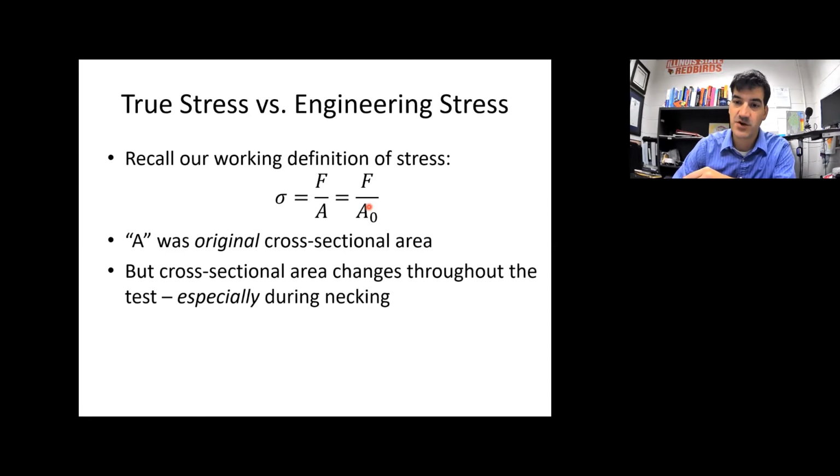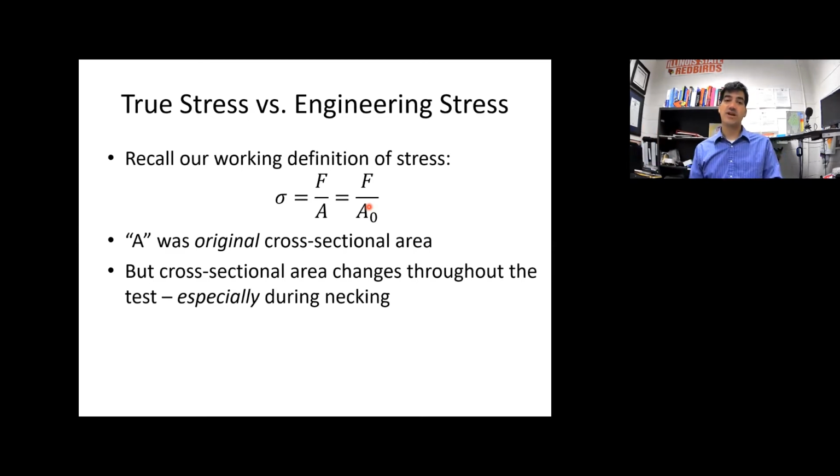I want you to at least know what it is, and it's called true stress. So the true stress is equal to the force applied at that time divided by the cross-sectional area at that time. All right, so the cross-sectional area is constantly changing. I mean, it doesn't change a whole lot in the elastic region, not a whole lot. But once you get into the plastic deformation region, it starts changing quite a lot. And especially once you get to necking, then it's changing a real lot.